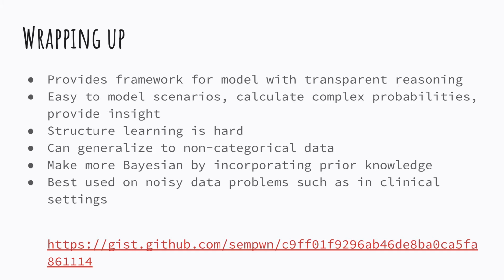Structured learning in general is hard, but you can impose a blacklist or a whitelist. You can impose links, or you could say these links definitely shouldn't exist. You can also generalize to non-categorical data using a Gaussian framework. You can also make it more Bayesian by incorporating some of your prior knowledge as well. And it seems like they work best on noisy data, small to medium data sets. Ideally, so the classic example would be in a clinical setting.